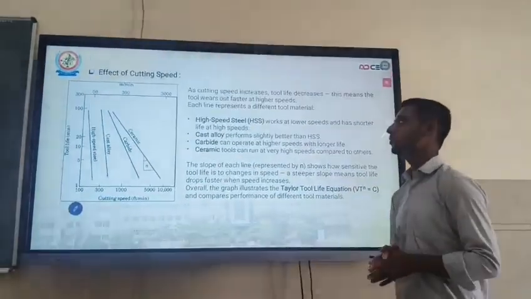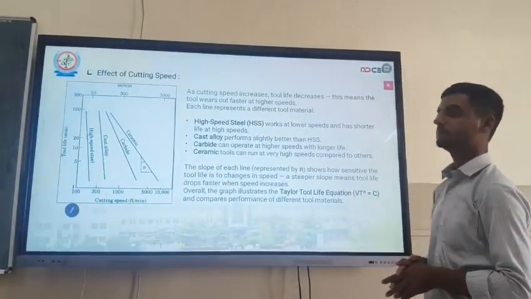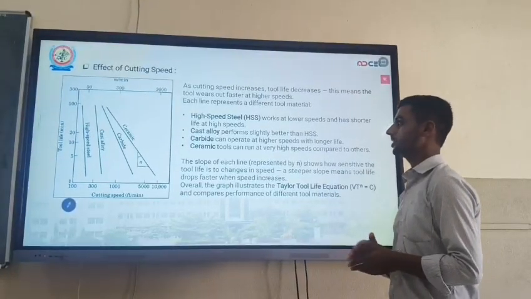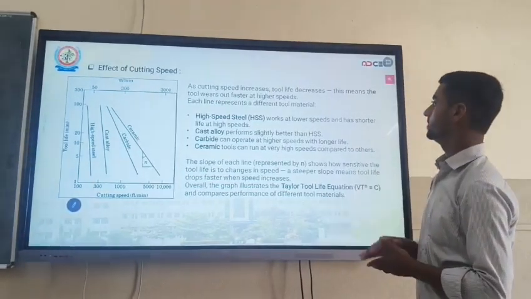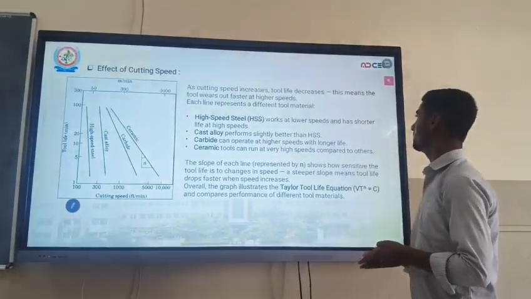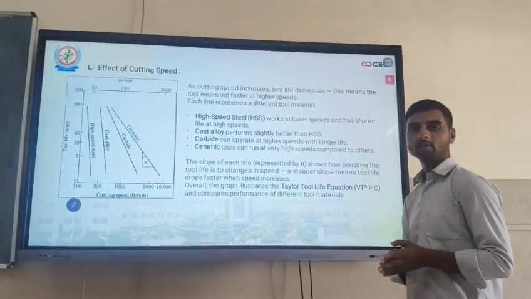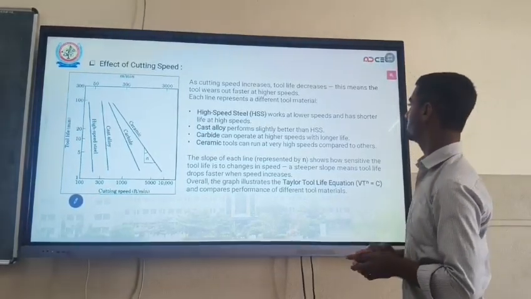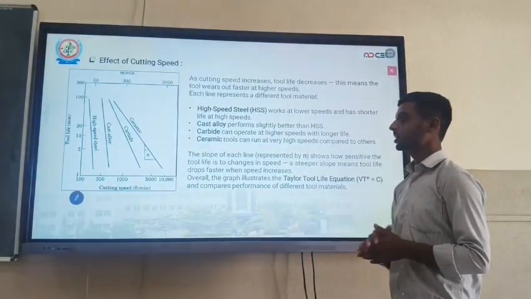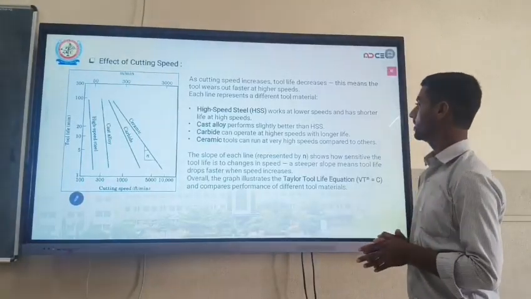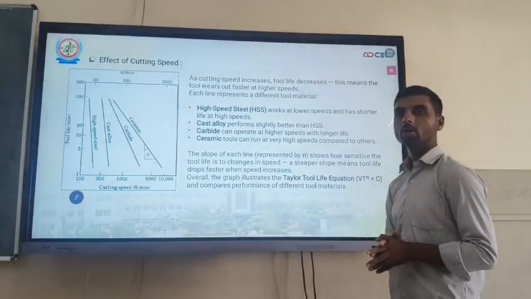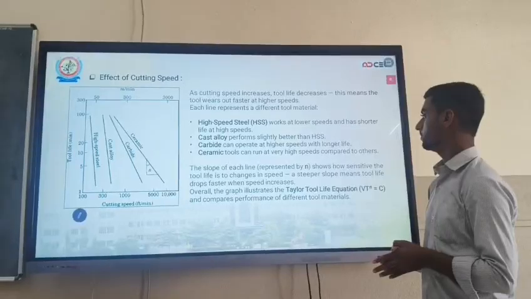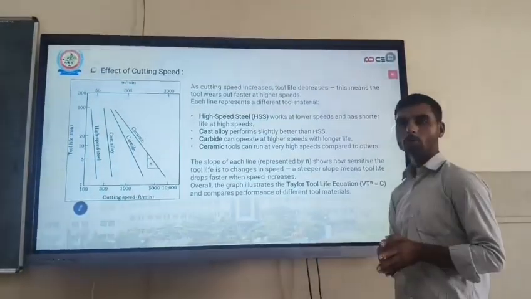This means the tool wears faster at higher speeds. There are four materials: high speed steel, cast iron, carbide, and ceramic. High speed steel works at lower speeds and has a shorter life at high speeds. Cast iron performs slightly better than HSS. The third material is carbide, which can be operated at higher speed with longer life. The fourth material is ceramic, which can run at very high speed compared to other materials.